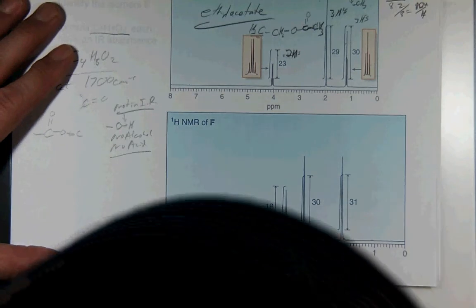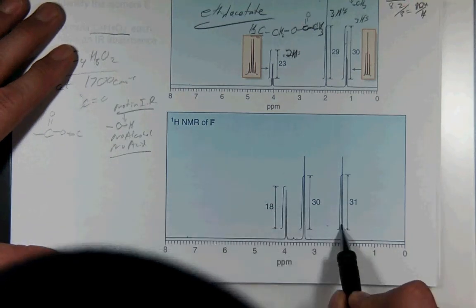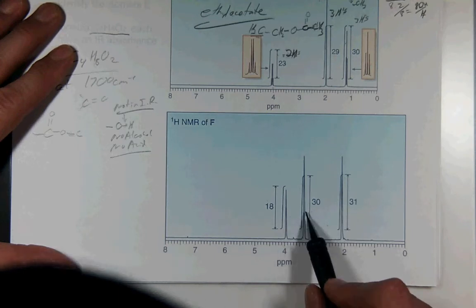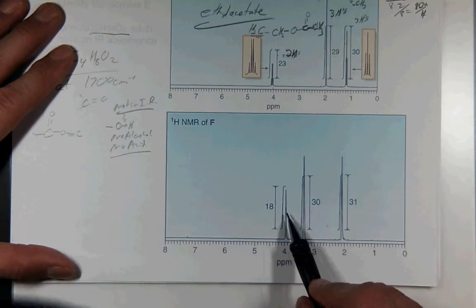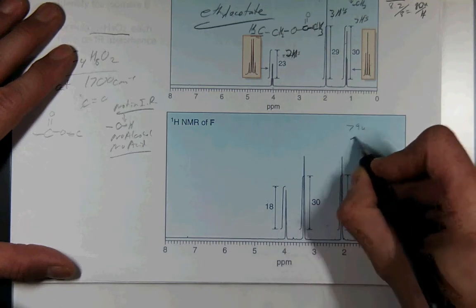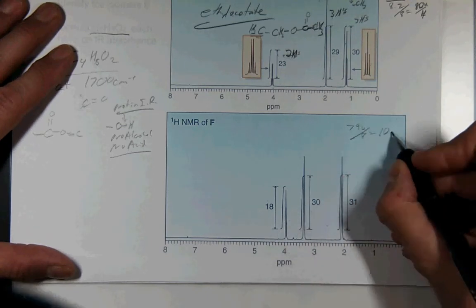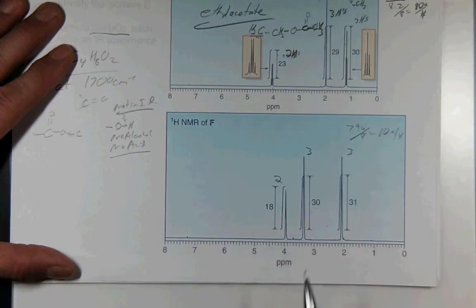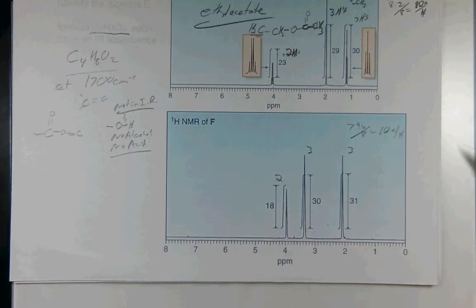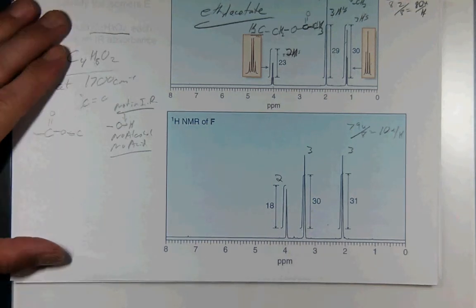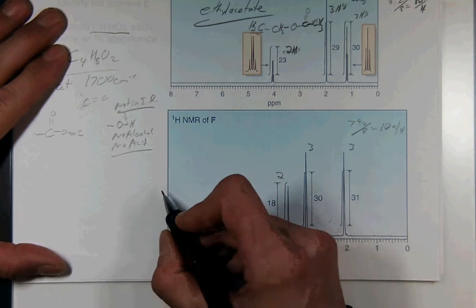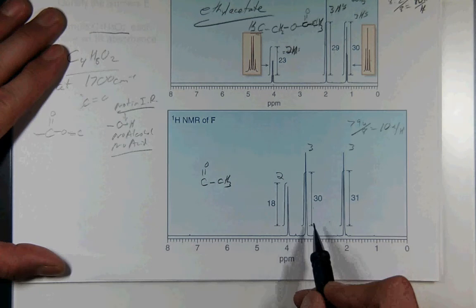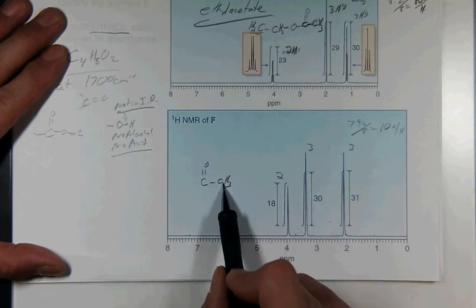For this one, all singlets, 30, 60, 79. So 79 units, and again roughly 10 units per hydrogen. So 2 hydrogens, 3 hydrogens, 3 hydrogens, all singlets. How are we going to do that? Okay, well, we know we have a carbonyl. Put a methyl group there, that's 3. That would be a singlet.